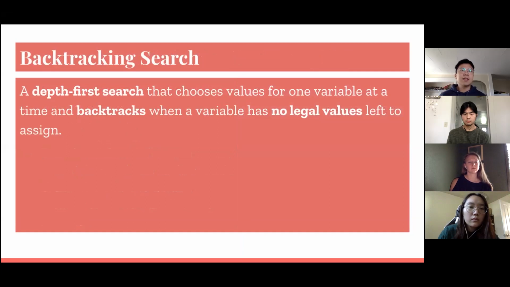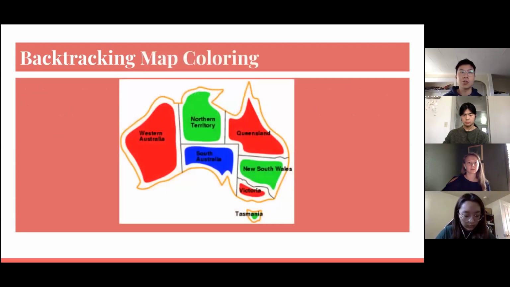The next thing we want to talk about is how we approach solving this kind of problem. The first thing I want to talk about is backtracking search. Backtracking search is a pretty typical approach to solving such problems, and it's defined as a depth-first search that chooses the value for one variable at a time and backtracks when a variable has no legal value left to assign. This might sound very confusing, so I'm going to use a very classic and simple example from constraint satisfaction to illustrate this idea.